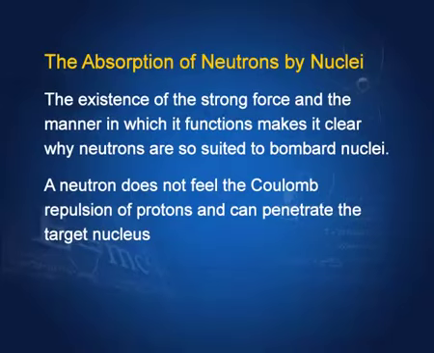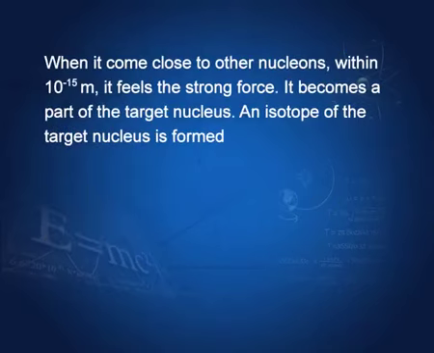Absorption of neutrons by nuclei. The existence of the strong force and the manner in which it functions makes it clear why neutrons are so suited to bombard nuclei. A neutron does not feel the Coulomb force, it is a neutral particle, and can penetrate the target nucleus. Since it does not feel any Coulomb force, it can go inside the nucleus. When it comes close to other nucleons within a Fermi, 10 to the minus 15 meters, it feels the strong force. It becomes a part of the target nucleus, and an isotope of the target nucleus is formed.